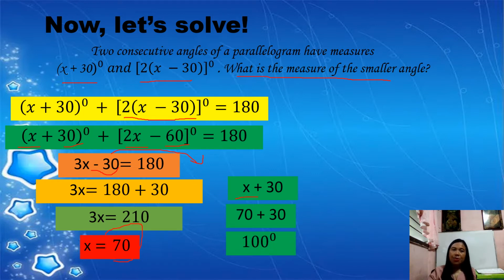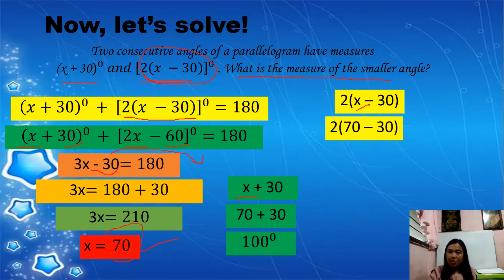Let's do the same thing for the other given, which is 2x minus 30. The x here will become 70 because it's the value that we have solved. So we have 2 times 70 minus 30. Inside the parentheses, we can subtract 70 by 30, and that is equal to 40. So we have 2 times 40 is 80.